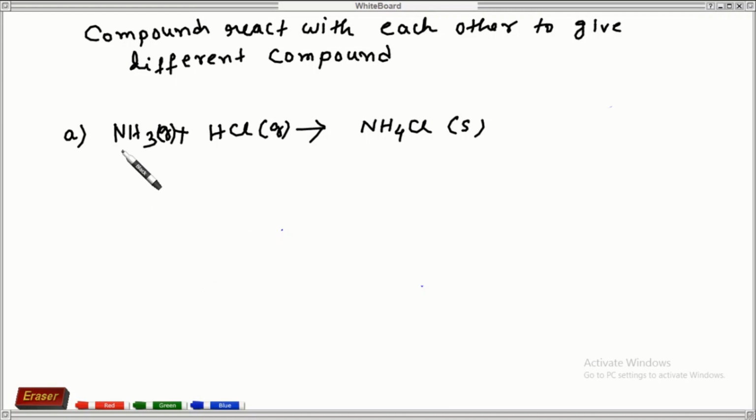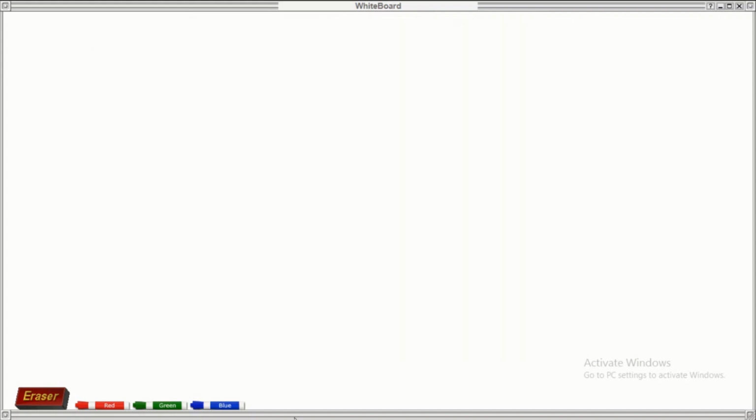a balanced equation. You can see here that this one is a compound, this one is another compound. These two compounds react with each other and it gives another compound, and this is a single compound, or product is a single compound. So this is also a combination reaction. So we learn about two types of combination reaction. There is another type of combination reaction where compound reacts with element to give a single compound.